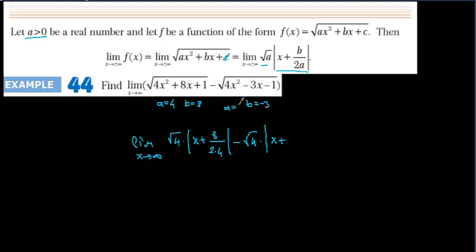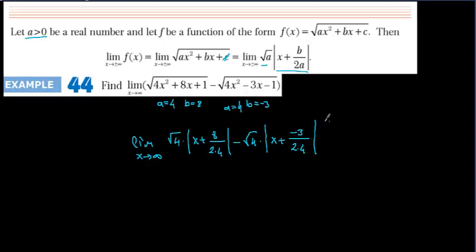So the expression is going to be equal to the limit as x tends to infinity of square root of 4 times, in absolute value, x plus b, which is 8, over 2 times 4, minus square root of 4 times, in absolute value, x plus b, where b is equal to minus 3 and a is equal to 4 again. For this part it's minus 3 over 2 times 4.